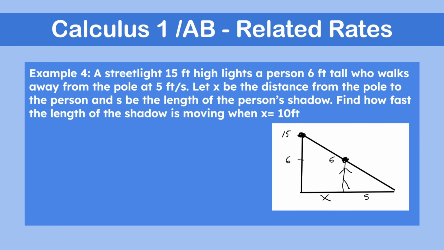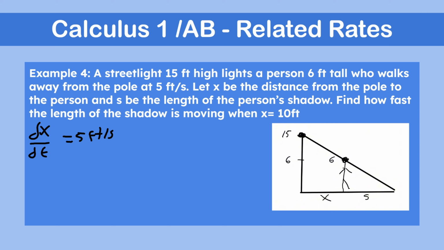Okay, so now we are being told that a street light 15 feet high lights a person who is 6 feet tall and that is walking away at a rate of 5 feet per second. So let's say that their rate of change of x is equal to 5 feet per second, where x is the distance of how far away they are from the pole, and s is the length of the person's shadow. We're trying to find how fast the length of the shadow is moving when x is equal to 10 feet.